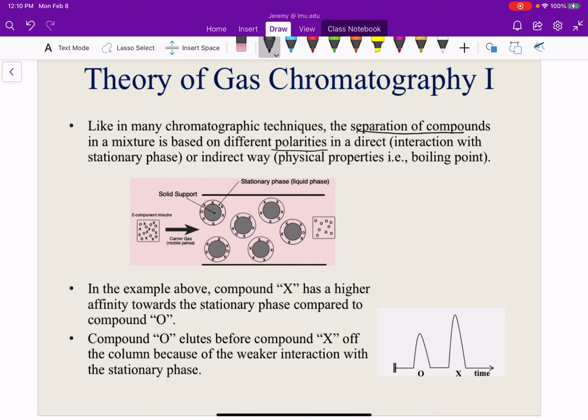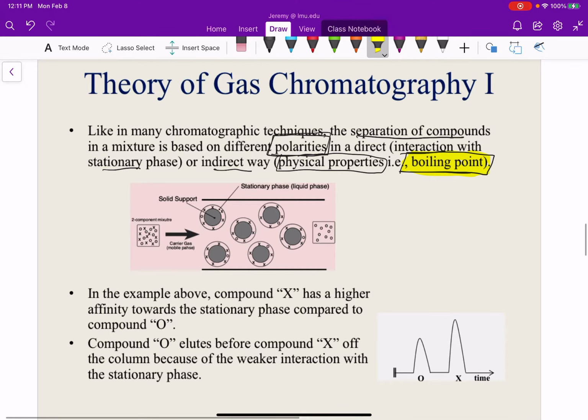So they can be separated based on polarities, okay? And that's kind of a direct way on how they interact with the stationary phase. Or they can be separated in an indirect way, such as a physical property like boiling point. And it turns out in GC, boiling point is a really important factor when we talk about separating our compounds, because our compounds are going to be interacting with the stationary phase more when they are a liquid and less when they are a gas. So boiling point has a big factor, especially in gas chromatography.